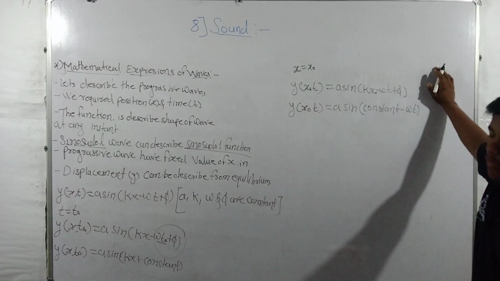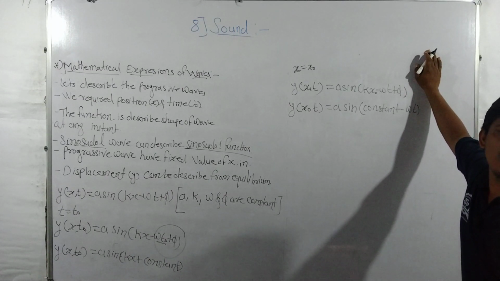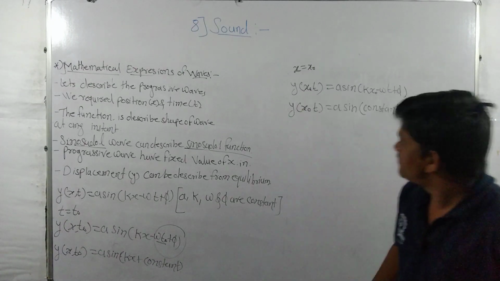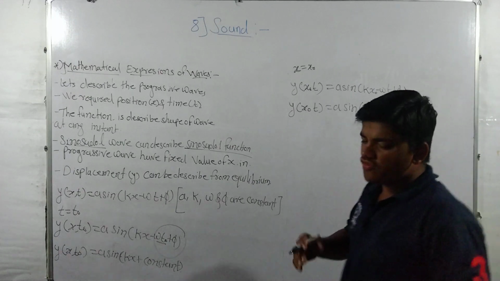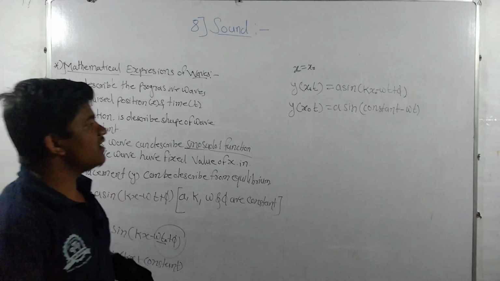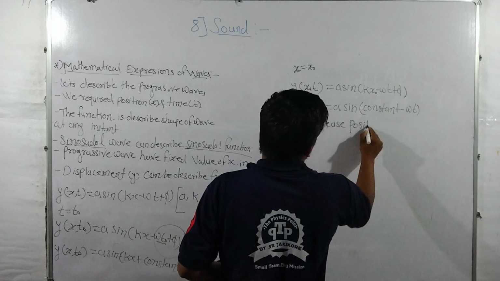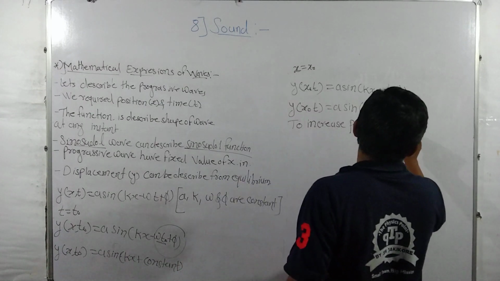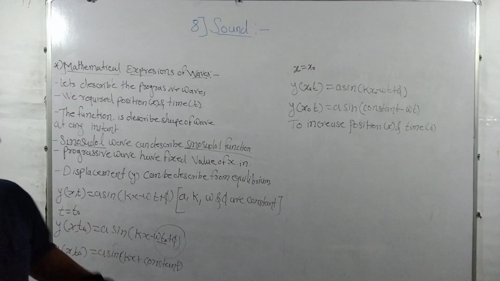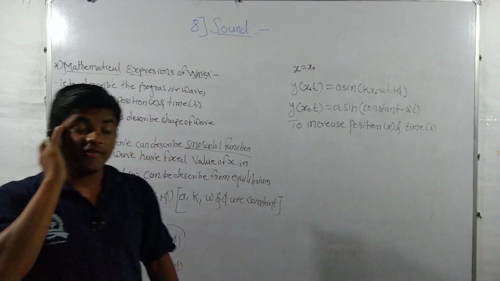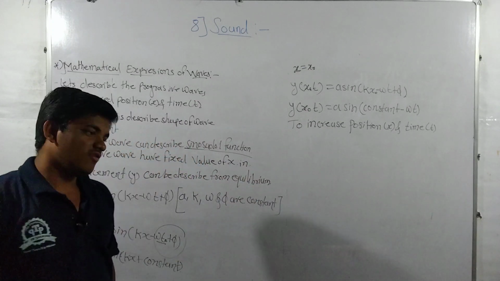Then the displacement y at x equal to x0 varies in the form of a sine function. To increase the position as well as time, we are increasing both: position x and time t. When we increase both position x and time t, the displacement also increases, and the waves are traveling in the negative x axis.